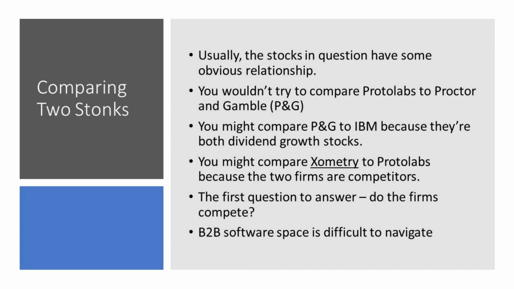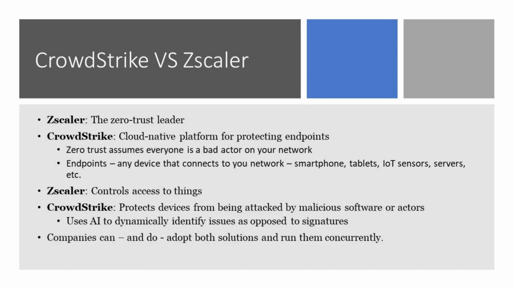Now, in the B2B software space, this is very difficult to navigate across the board. So we would start by trying to define these firms, and what they say on the tin is a good enough place to start. So Zscaler refers to themselves as the zero trust leader. And then CrowdStrike says cloud native platform for protecting endpoints. So let's talk about the terminology.